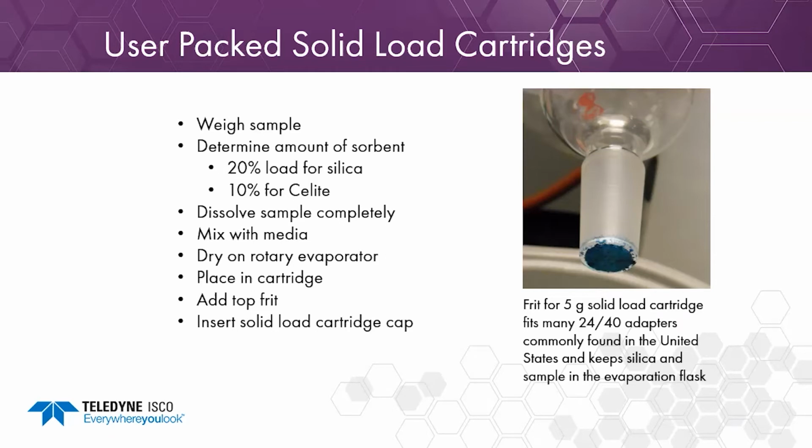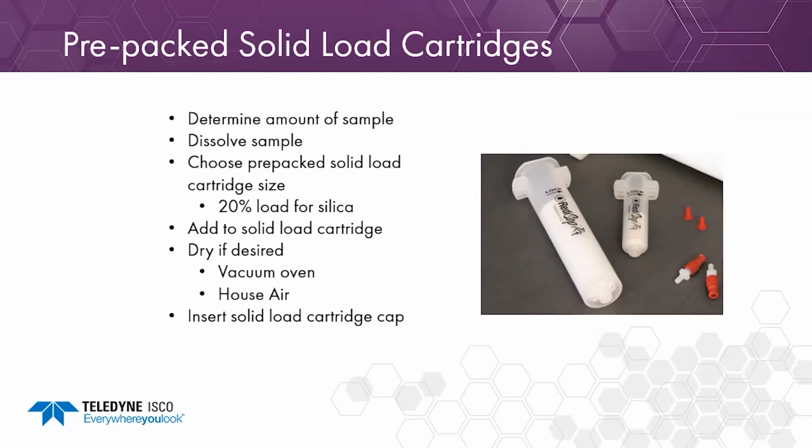Once you place your sample into the cartridge, you would then add the top frit to it, pack it with the packing rod, and then insert the solid load cartridge cap. We'll show a video for that in a second. Once you have your packed cartridge, you can go ahead and load it on the system, which we'll show in a video in a sec. The other alternative is to be coming from a pre-packed solid load cartridge.